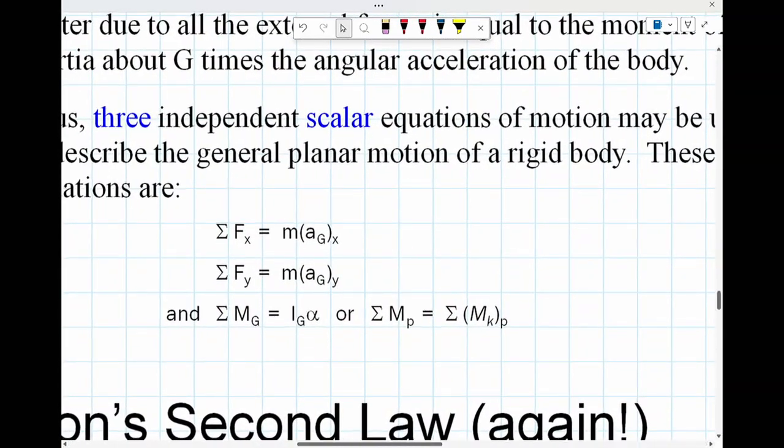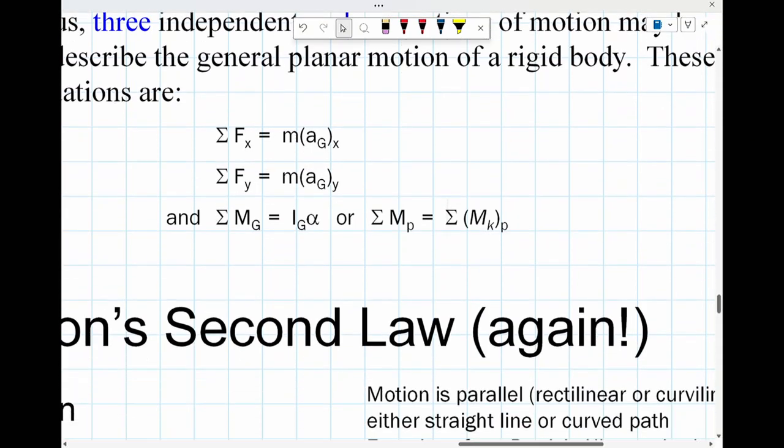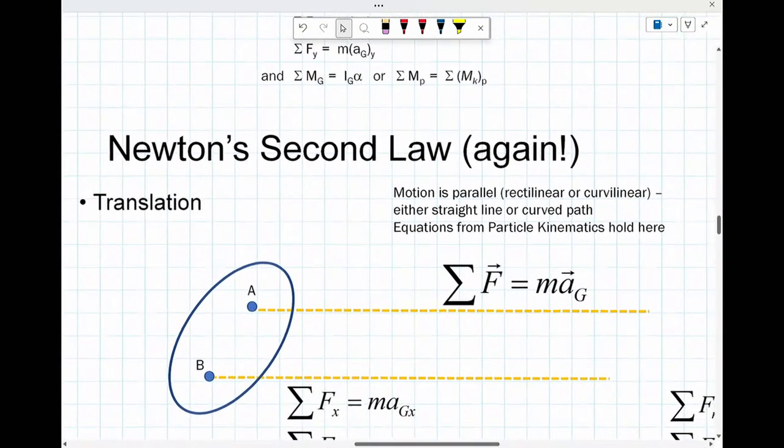What is important out of this is this final equation right here. You need to know that sum of forces in x is mass times acceleration g of x. Sum of forces in y is mass times acceleration g of y. Sum of moments about g is Ig alpha, and sum of moments about an arbitrary point on the body is just going to be the sum of moments about arbitrary points.